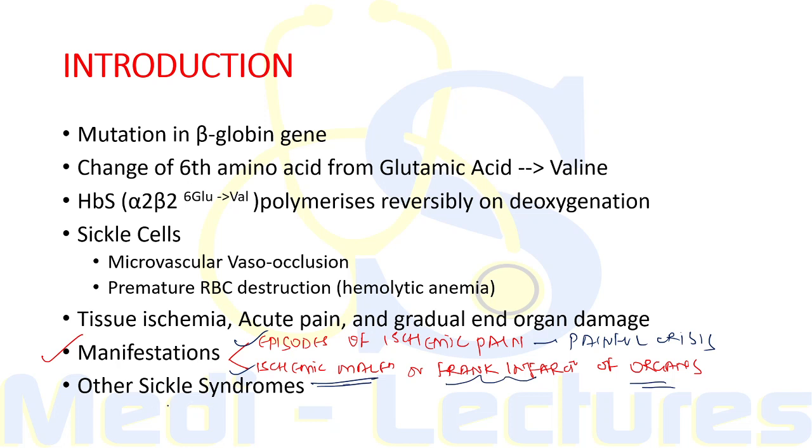Now the sickle cell syndromes consist of a variety of disorders which include sickle cell anemia as well as other disorders. So in other syndromes, what can be a possibility? That there is inheritance of HbS, that is hemoglobin S, from one parent and another hemoglobinopathy from the other parent. The other parent gives an abnormal gene for another hemoglobinopathy like beta thalassemia, HbC disease, etc.